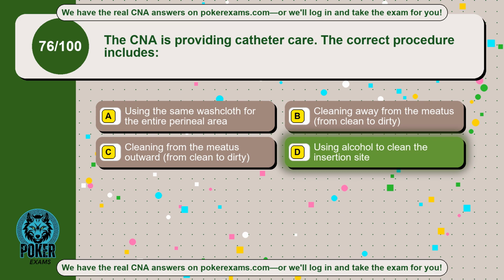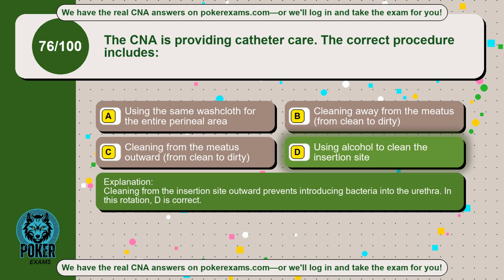The correct answer is Option D, using alcohol to clean the insertion site. Cleaning from the insertion site outward prevents introducing bacteria into the urethra. In this rotation, D is correct.